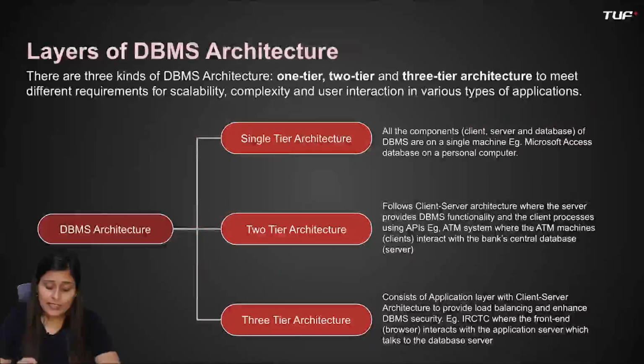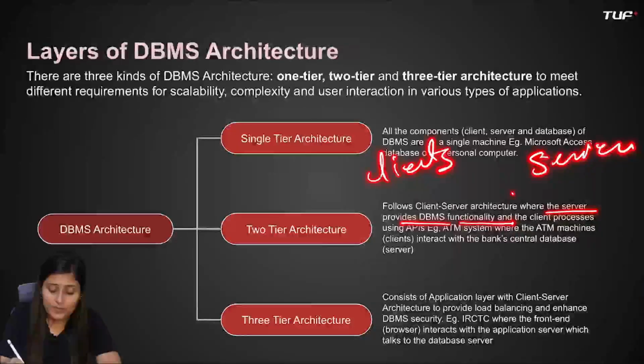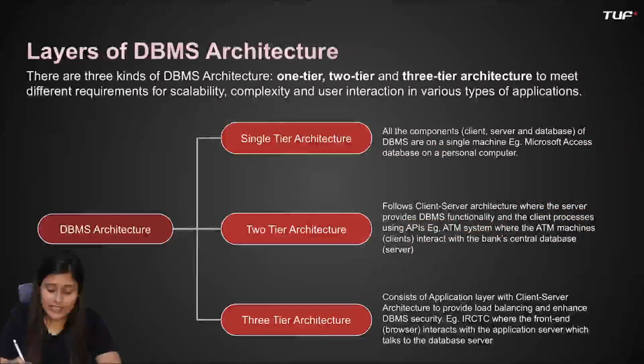Second is 2 tier. In this case, it follows client server architecture where the server provides database functionality. So the client requests, and the server, along with responding to the client's request, also manages database functionality. An example in this case will be an ATM, where the ATM machine, which is the client, interacts with the bank's central database, which is the server. So the ATM machine is an example of 2 tier architecture. Last is 3 tier architecture. In this case, client, server and database exist on 3 different machines.